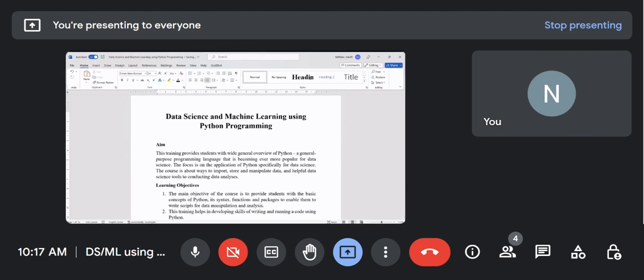and how data is going to be helpful for us in conducting its analysis. Sir, can you zoom the document a little? Yeah, yeah, sure, I'm doing that. Okay, thank you.